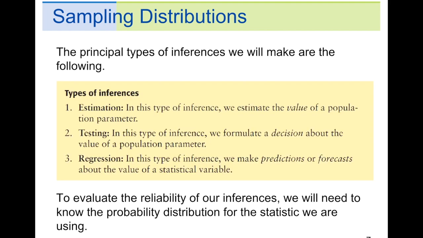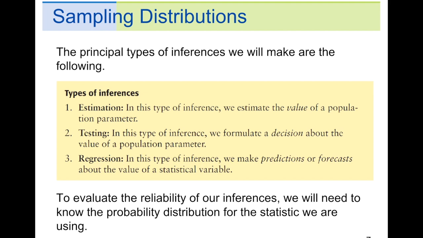The principal types of inferences we will make are the following. Estimation. In this type of inference, we estimate the value of a population parameter. Testing. In this type of inference, we formulate a decision about the value of a population parameter. And regression. In this type of inference, we make predictions or forecasts about the value of a statistical variable.